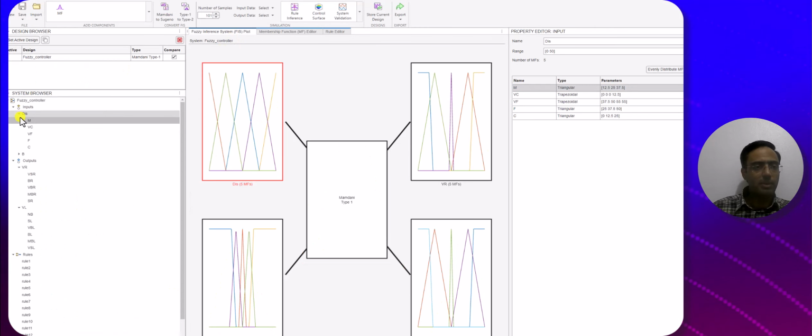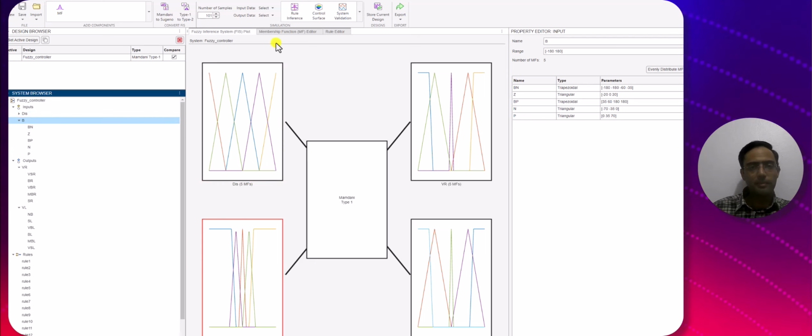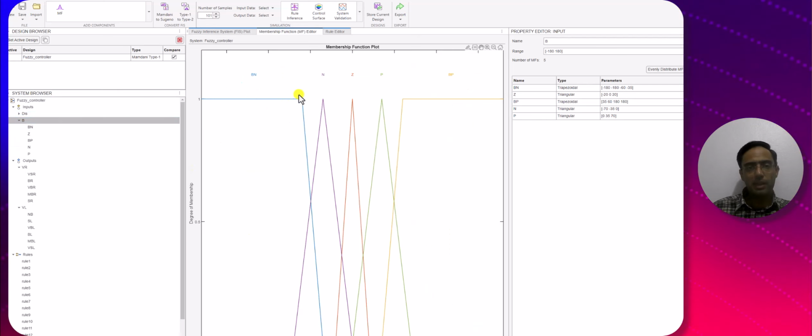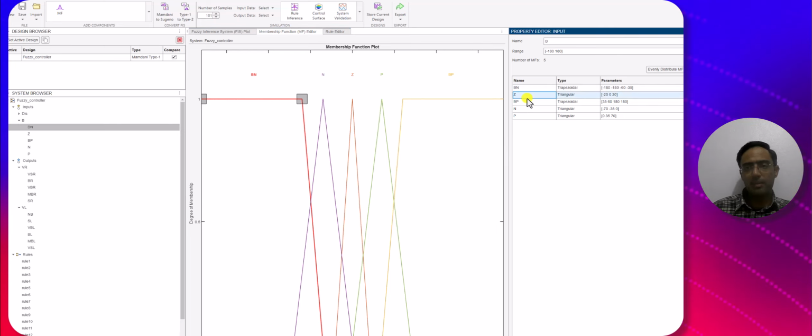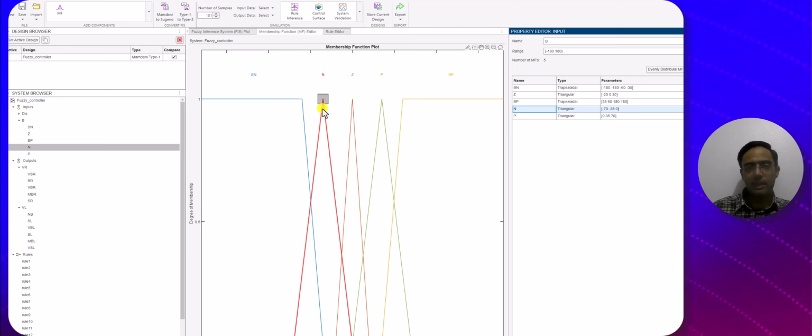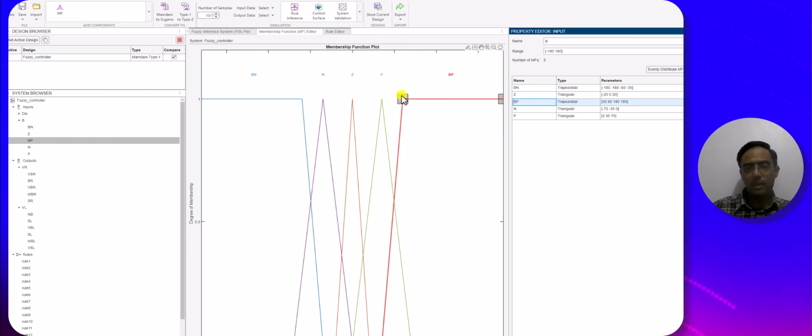For the second input, we have this membership function. So the center for the first input is supposed to be this one. We consider it to be -60, and for the second input, the membership function is a triangle, and the center is clear. For this one it is clear, and for the last one, the center is supposed to be +60.